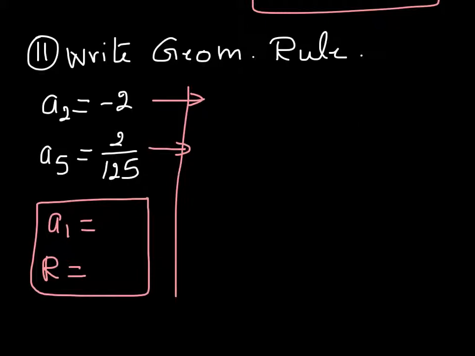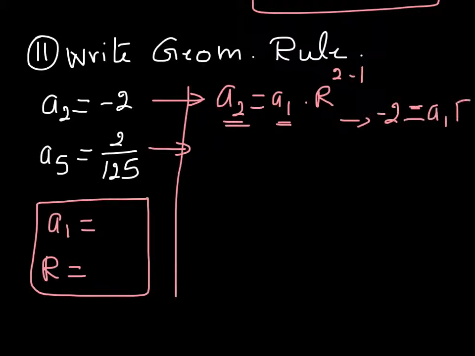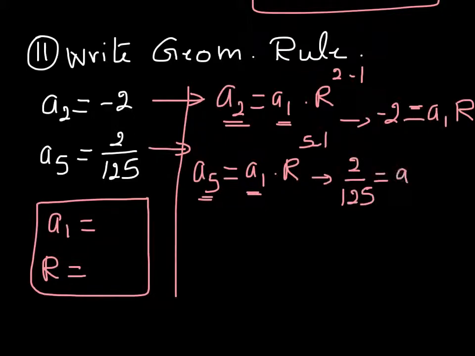Well, this is what I need you to do. I need you to start with the geometric formula. a2 equals a1 times r raised to the power, how many terms go from 1 to 2? It's going to be 2 minus 1. After you simplify it, it's going to give you negative 2 equals a1 times r. If we use the fifth term, a5 equals a1 times r raised to a power, how many terms took you from the first term to the fifth term? It's 5 minus 1. a5 is given to you, 2 over 125. a1 is what I'm looking for, and that will be r raised to the 5 minus 1, which is 4.